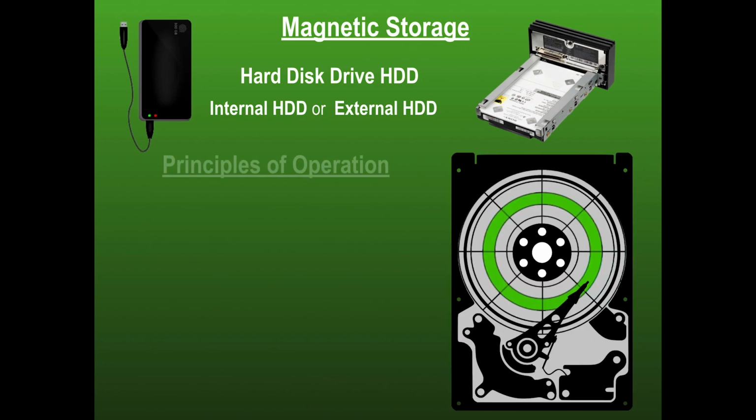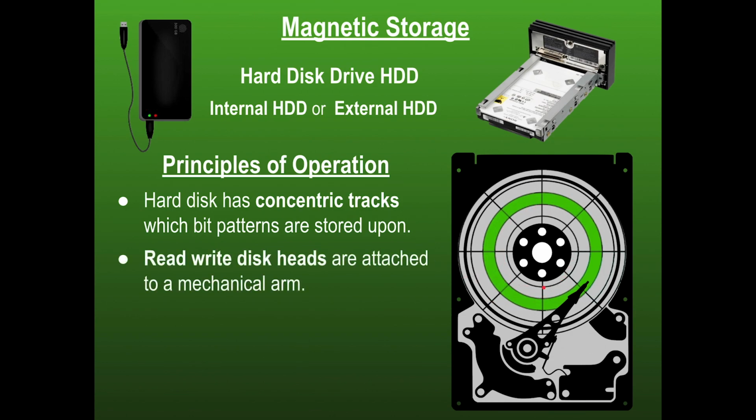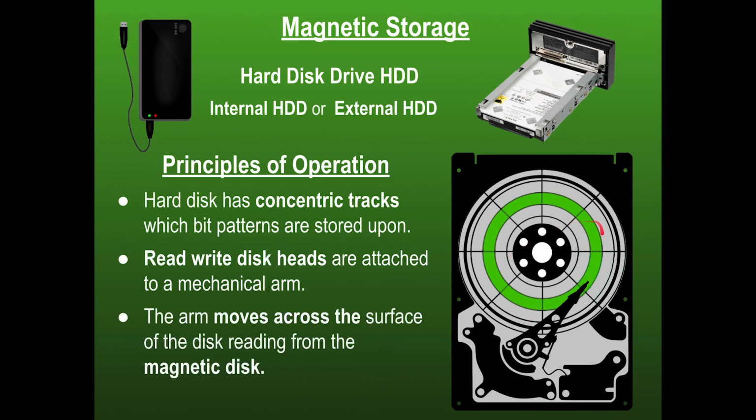So how does this work? What are the principles of operation? What you can see here in this diagram is that there are concentric tracks. These are circular tracks, and that's where our bit patterns are stored. Then there is a read-write head, which is attached here to this mechanical arm, and as the disk is spinning, the read-write head will move across this magnetized disk in order to read the data.